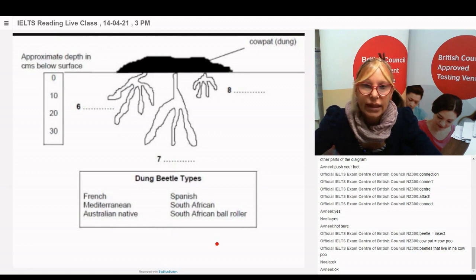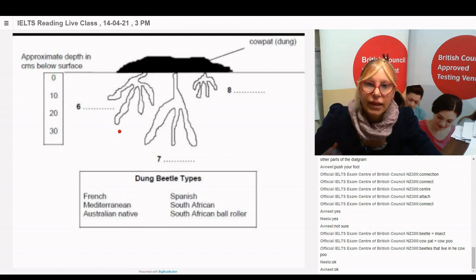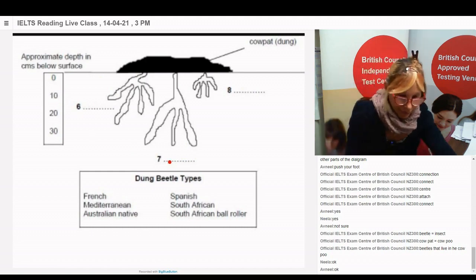So for question 6, we'll need to be looking at the measurement on the left here, which is the centimeters of how deep these tunnels are. Right, so roughly here we're looking at about 15, 16 centimeters. This one here, number 8, we're looking at about 9 centimeters. And this one here, number 7, we're looking at about 30 or more centimeters. Okay.